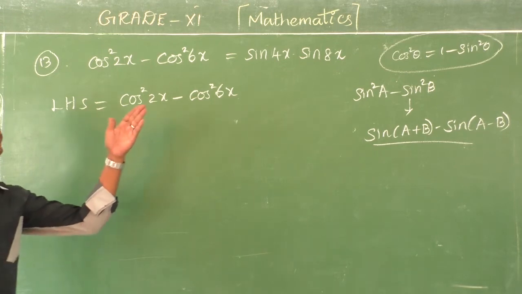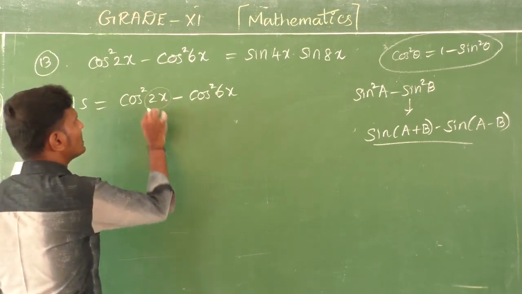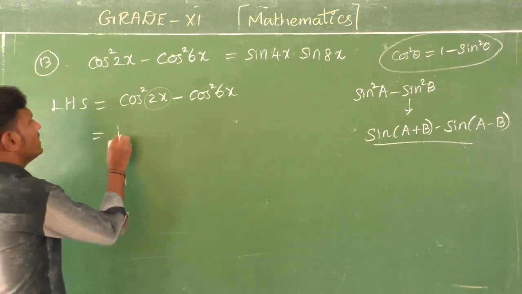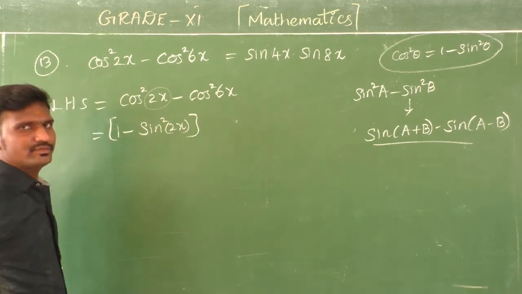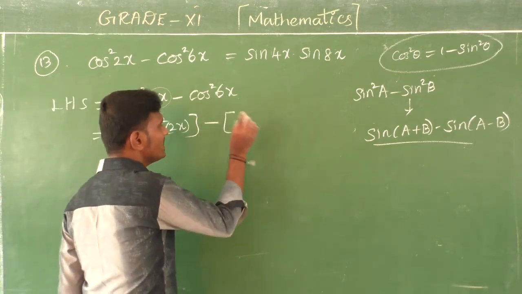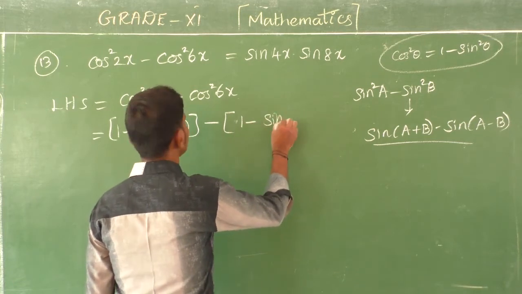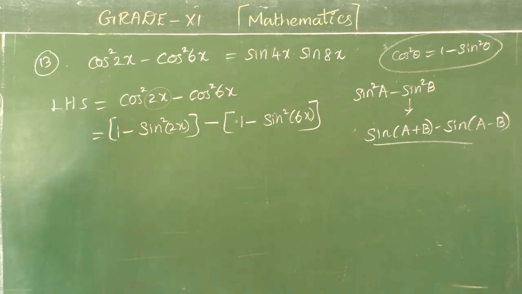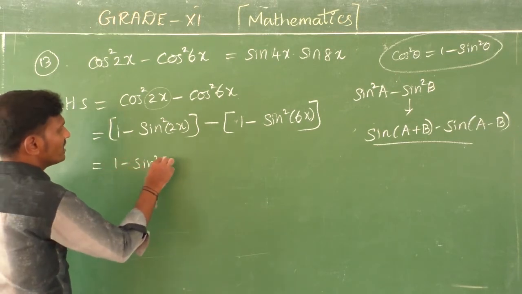So you just have to use that formula here to prove this. Consider cos square 2x fully as theta. What is the formula for cos square theta? 1 minus sin square theta. So 1 minus sin square 2x, put in a bracket, and minus here. We use the same formula again: 1 minus sin square 6x, and close it. Have you got it? Now we have to eliminate the bracket of 1 minus sin square 2x.